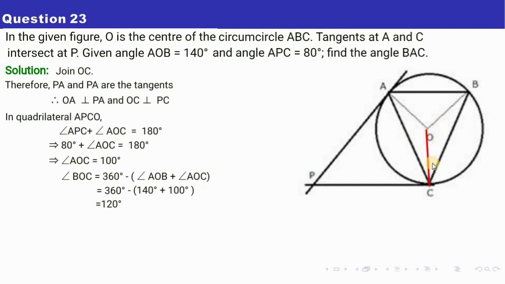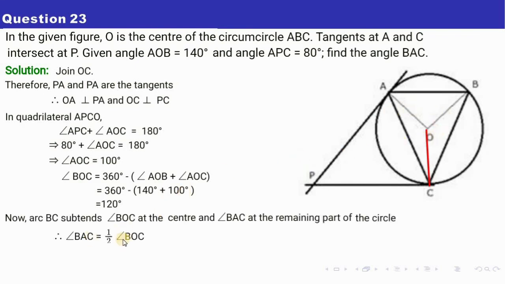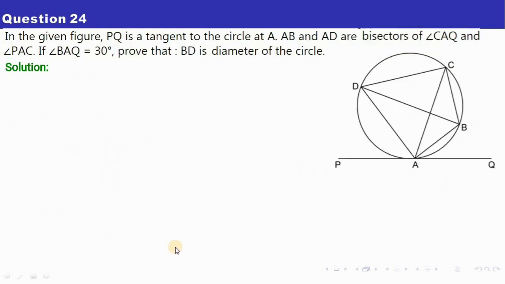Now if you see the arc BC, this arc BC subtends angle BOC at the center, and in the remaining part it subtends BAC, which we need to calculate, right? So I can say that BAC will be half of BOC, and BOC is 120, right? So from here this turns out to be 60 degree. You may pause the video to note down. Okay, let's move on to the last question for the day. With this we close the exercise as well.